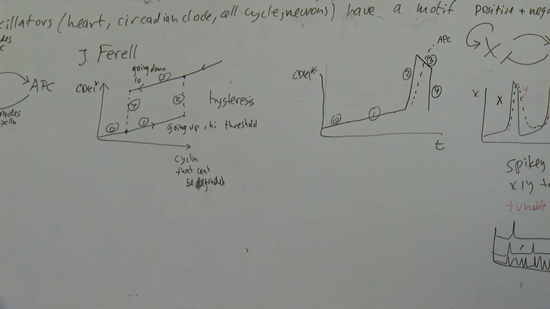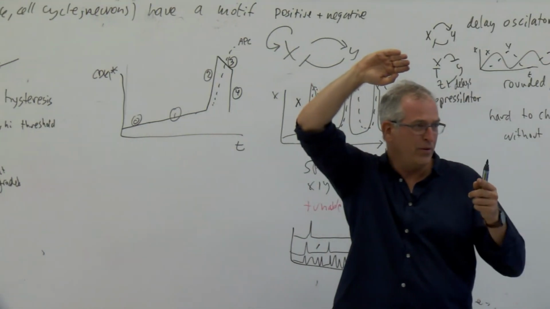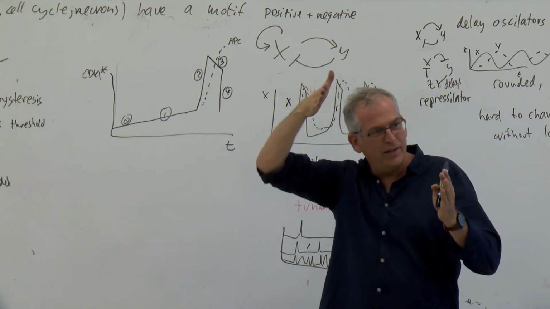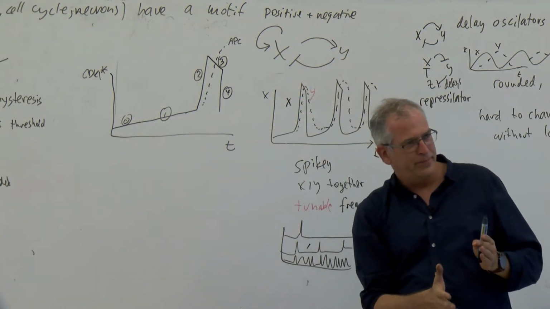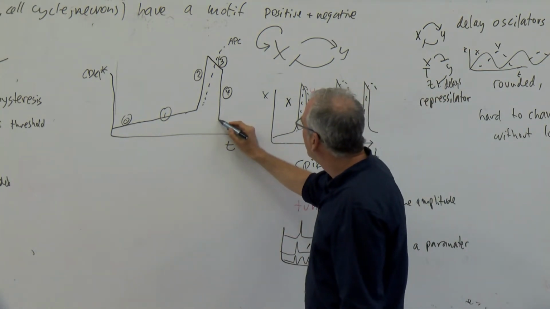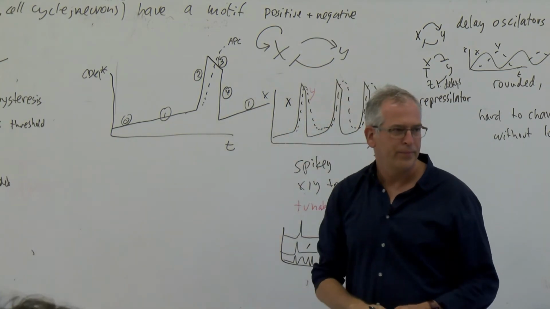So this spike is the explosion of CDK1 because of the positive feedback loop, the degradation of cyclin, and the drop to the low fixed point. And then the slow part is building up cyclin again. And then you get another spike.